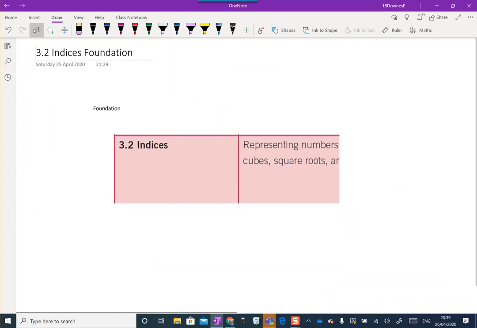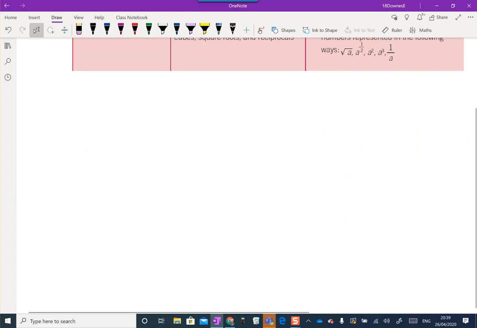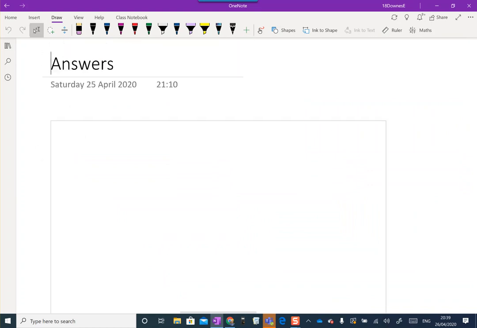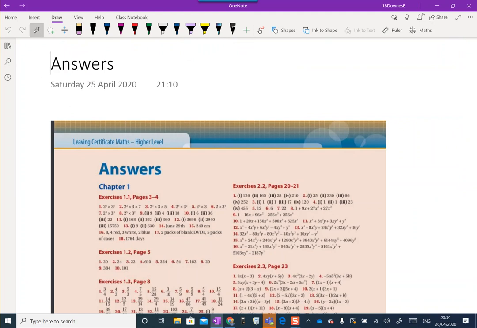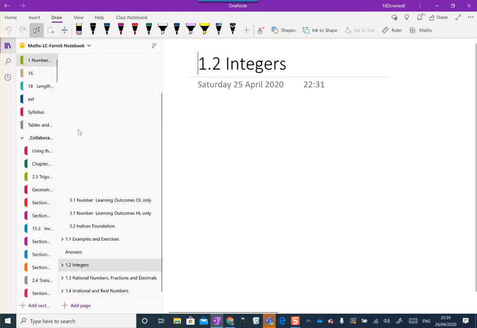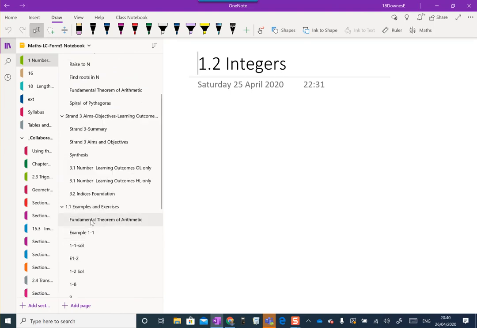And then a tiny bit about indices and logs will be coming up in the numbers as well. So let's look into the first exercise. Sorry, there are the answers. Alright, I just need to navigate back here. I've got to go into a sub-page there.